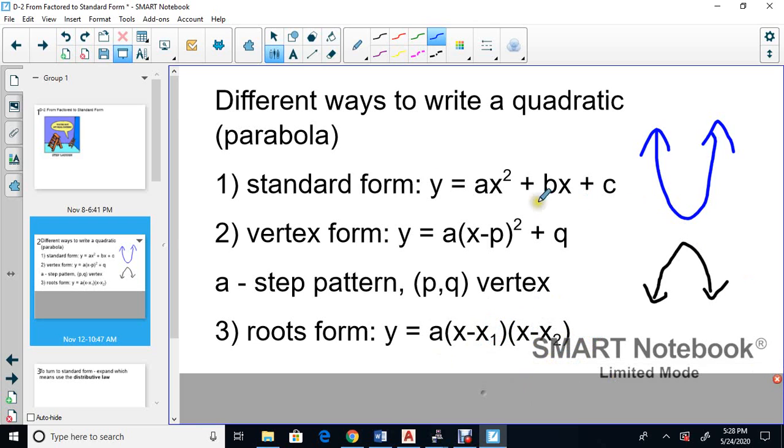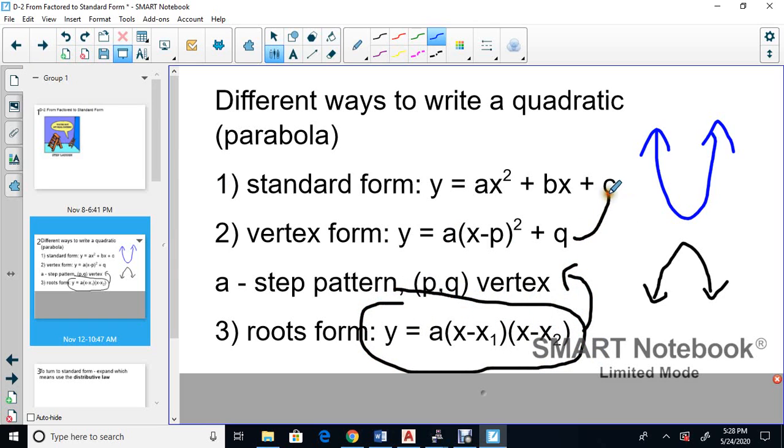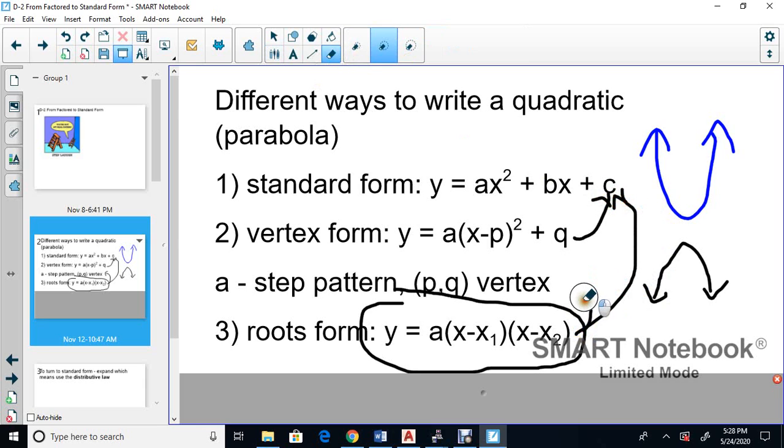We learned how to do vertex form, and we did the transformations this year. So we're going to learn how to go from this form today to this form. And then in a future lesson, we'll learn how to go from this form all the way up to that form. So in both cases, we want to move all the way up to standard form. We want it to look like this.